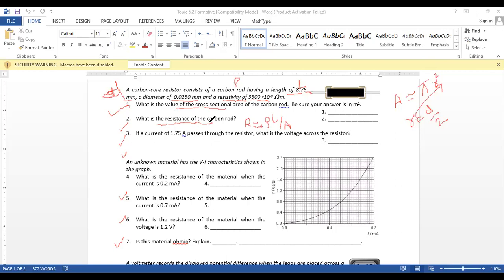Third part: if the current is 1.75 ampere, what is given? Current I passes through the resistor. What is the voltage? So you have to find the voltage. Current is given and the resistance you already found before in question number 2. So Ohm's law, V equals IR. I is given, 1.75. R you will calculate from question number 2. Just multiply, and you will get the voltage. I hope it is clear now.